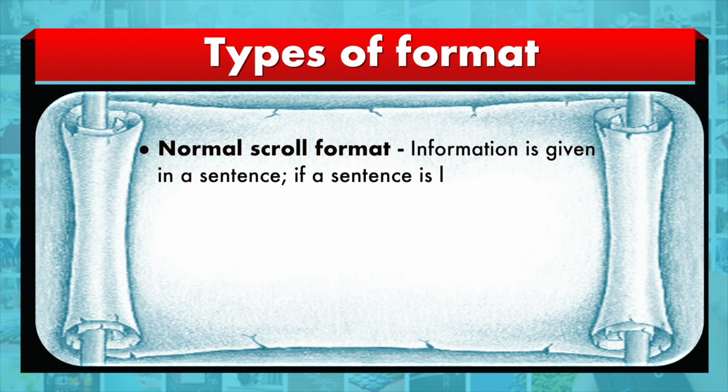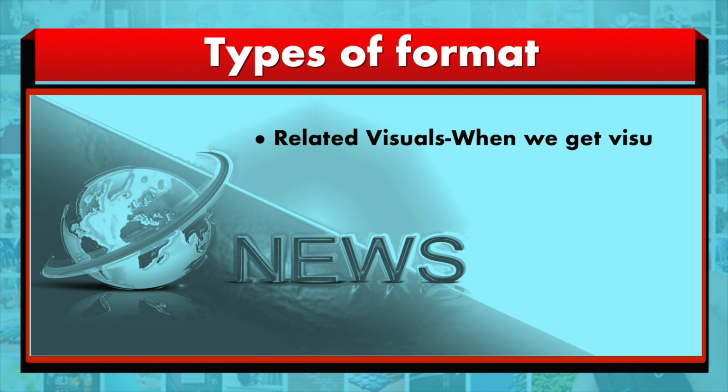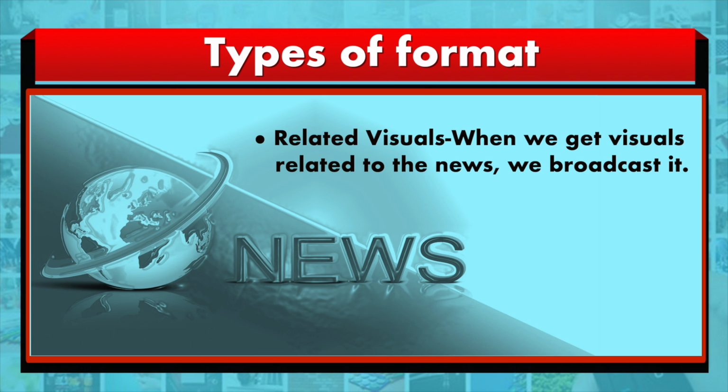Normal scroll format. Information is given in a sentence. If a sentence is long, we can use the comma, semicolon, etc. For example, misleading medical body ICMR on a study claiming virus peak mid-November. Related visuals. When we get visuals related to the news, we broadcast it. Rundown is important, like the layout of a newspaper.